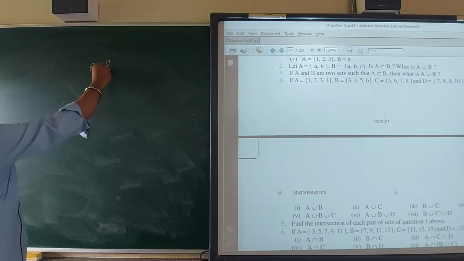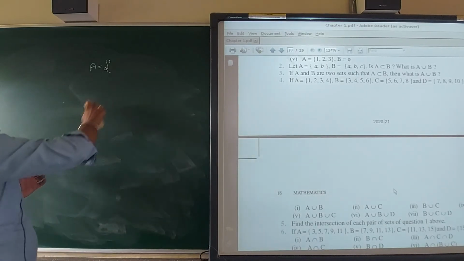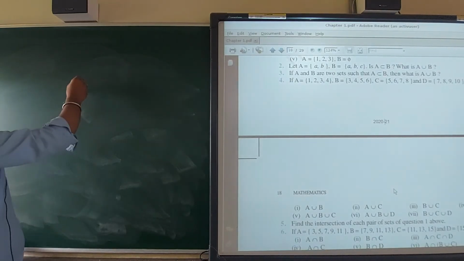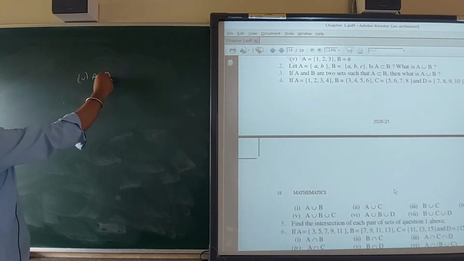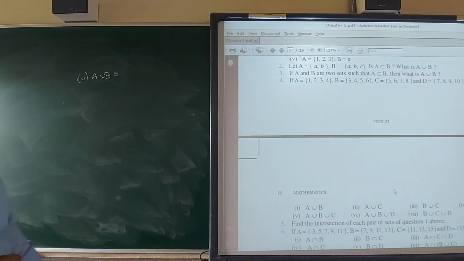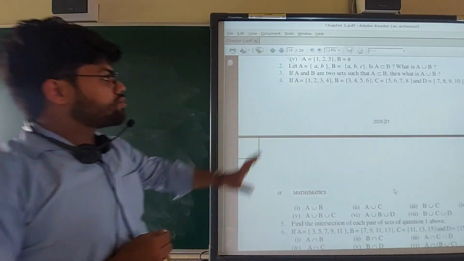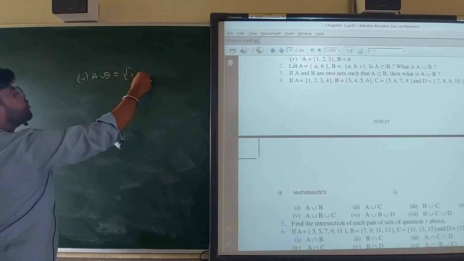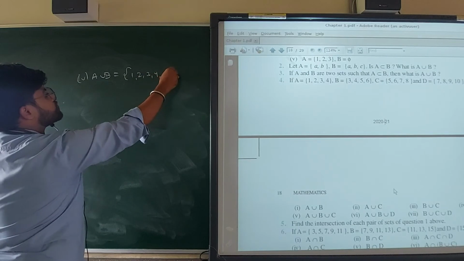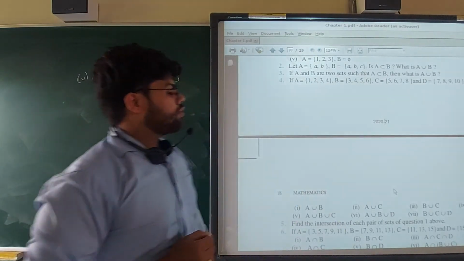A set is 1, 2, 3, 4. I will find A union B directly by writing the sets. First I will find A union B. All the elements should come: 1, 2, 3, 4, 5, 6. So A union B is 1, 2, 3, 4, 5, 6.